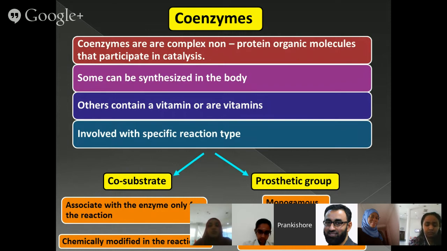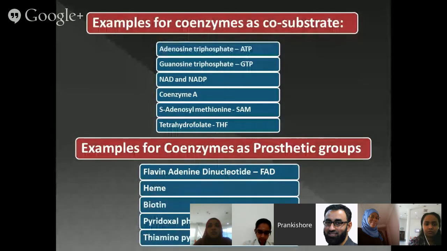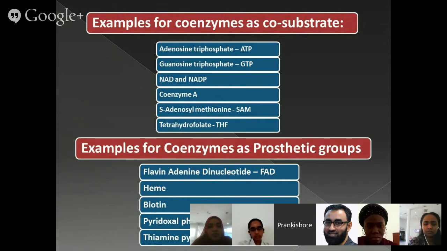These co-substrates can be chemically modified in the reaction. Some of the examples of coenzymes as co-substrates: adenosine triphosphate, ATP, guanosine triphosphate, GTP, NAD and NADP, coenzyme A, S-adenosyl methionine, tetrahydrofolate. Examples of coenzymes as prosthetic groups: flavin adenine dinucleotide, heme, biotin, pyridoxal phosphate, thiamine pyrophosphate.